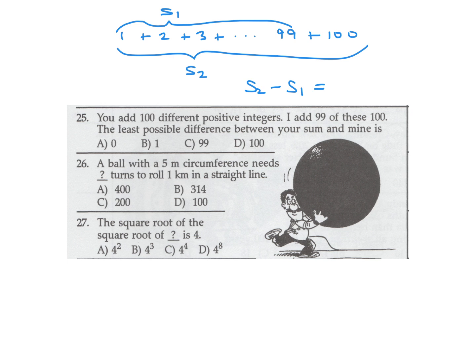Well, the least in this case is 1, and I think that's the least because they all have to be positive integers, so you can't use 0 and you can't use negative numbers. So this scenario gives you the least, and that would make 25 B.